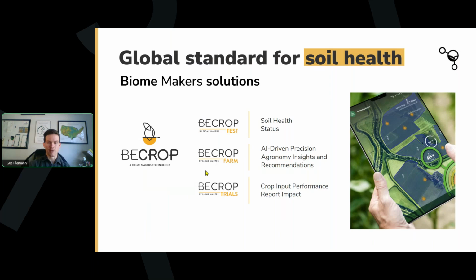And then BeCrop Trials, which measures the impact of inputs on the soil microbiome. So really more of an R&D and product assessment tool to hone in on the specific changes in the microbiome, the benefits of input products like biostimulants, fertilizers, and crop protection products.